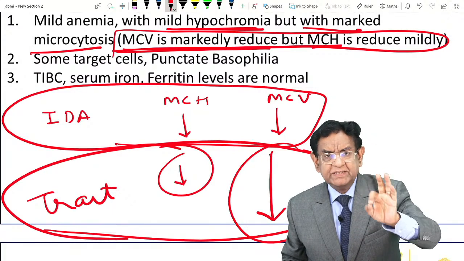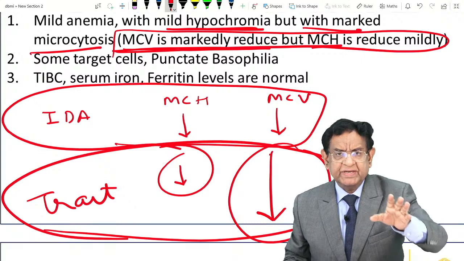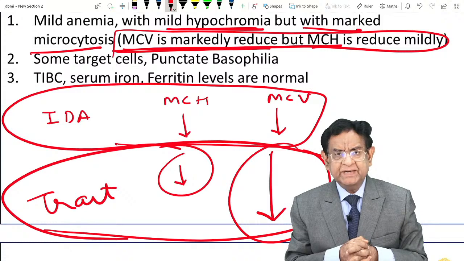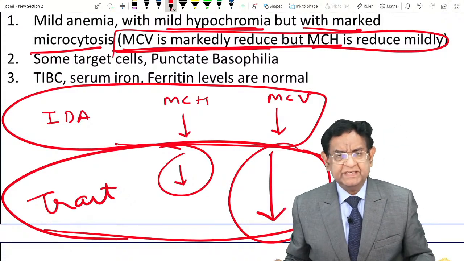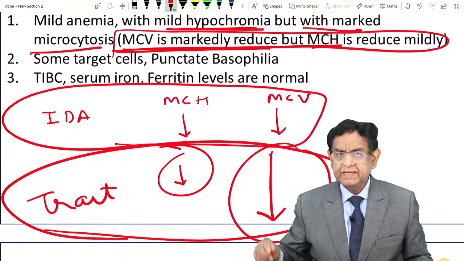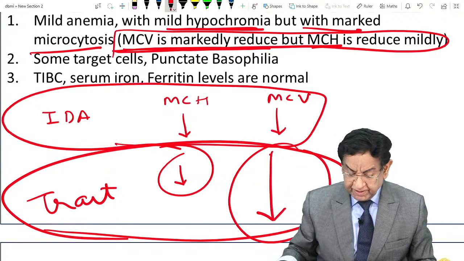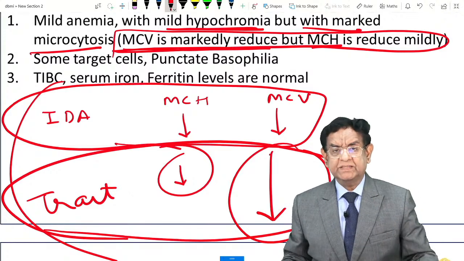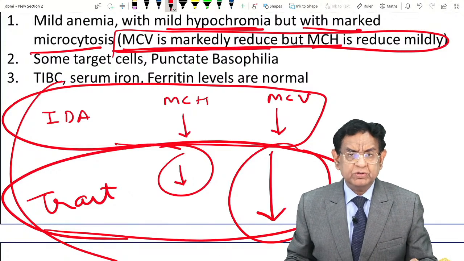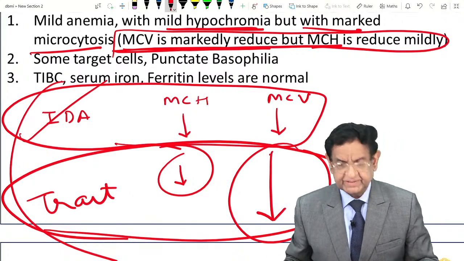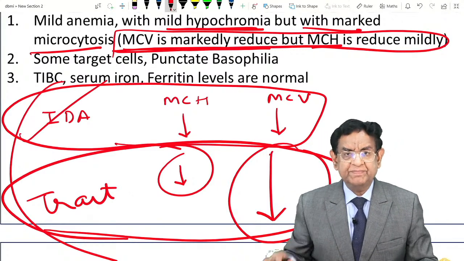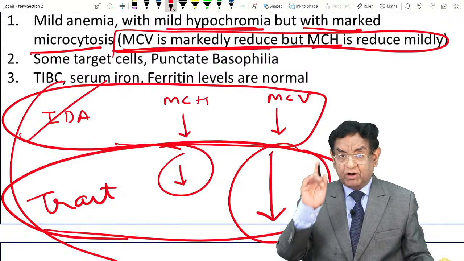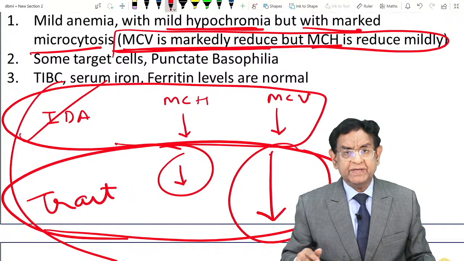Whichever exam you write, if the examiner has to ask a question on thalassemia, he'll ask about beta thalassemia trait. And the question can be asked because beta thalassemia trait is a close differential diagnosis of iron deficiency anemia. This line will be there. So I am leaking the paper to you, but in a very honest way, this point comes in almost all the exams.